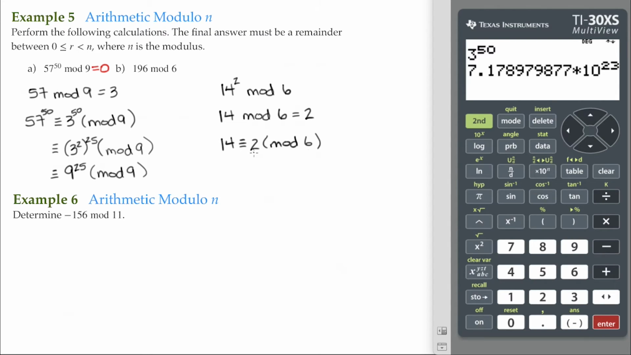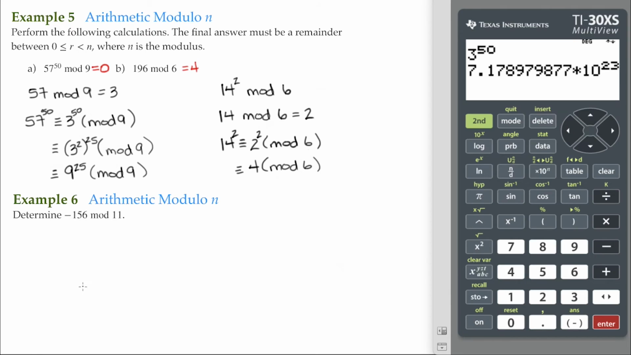If 14 is congruent to 2 mod 6, then 14 squared is congruent to 2 squared mod 6. And 2 squared is 4. So 196 mod 6 is 4. And we didn't even need to use our calculator. So for 6 here, we're just going to take a practical approach to this. It says determine negative 156 mod 11.